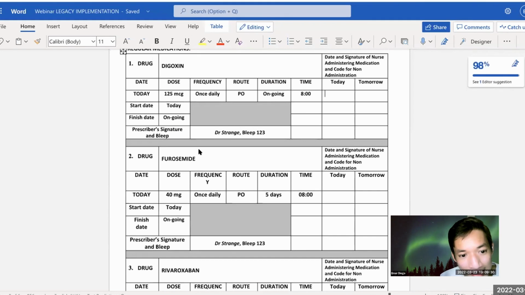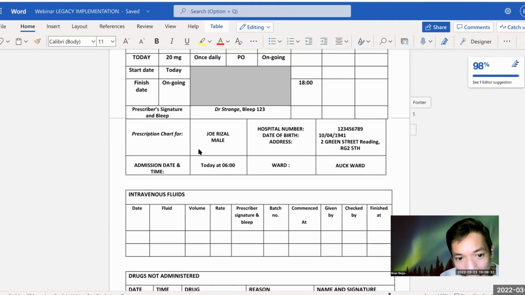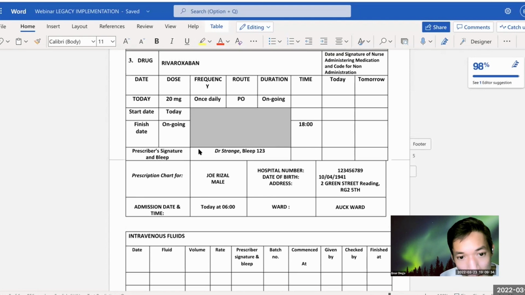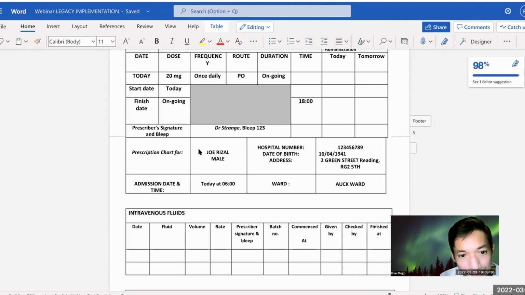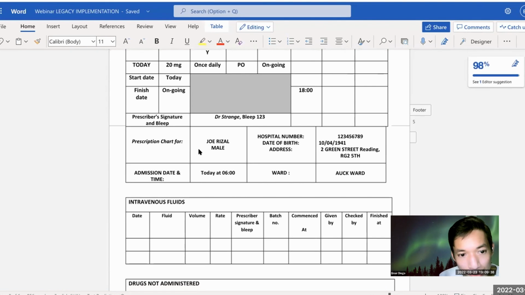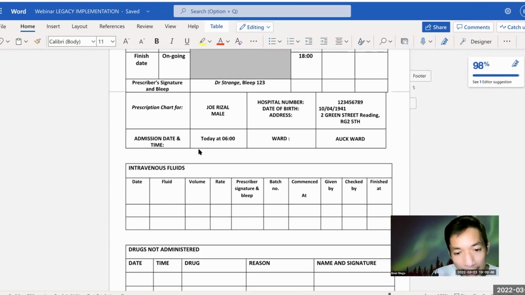Okay. Next page. I think this might be our last page for the old drug chart. So next is the prescription chart for Joe Rizal. All the details are still the same. For intravenous fluids, nothing is prescribed. And that ends the drug chart.